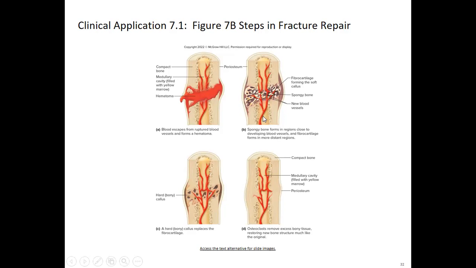That soft, spongy bone callus is now going to be replaced by a hard bone. And then all that excess space that was put down to help repair it, the excess bone, is remodeled so that you don't have as much excess around that bone because it's now been repaired.